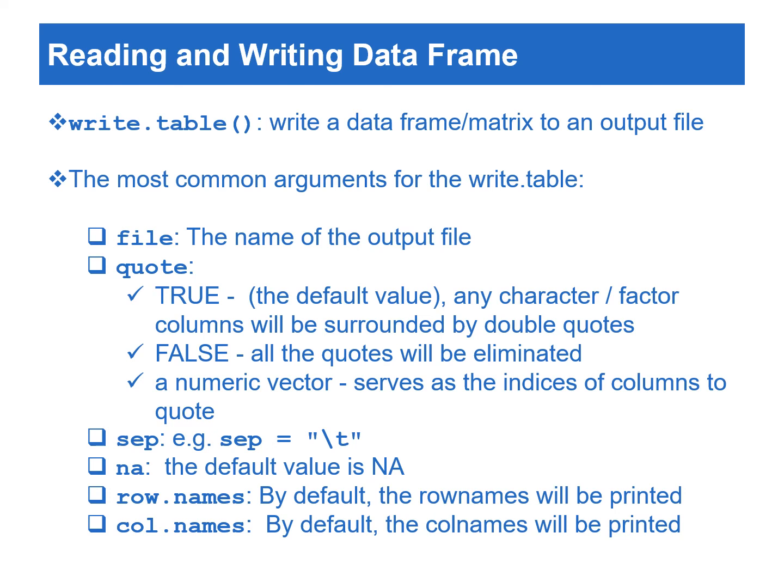By default, missing values are written as NA. But we can use the na option to set what value to represent missing values. By default, both row names and column names are printed. We can set row.names or col.names to false if we don't want them to be printed.